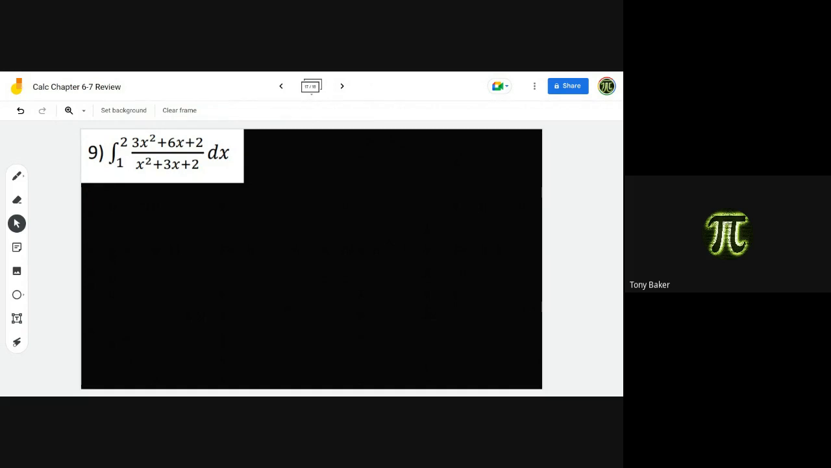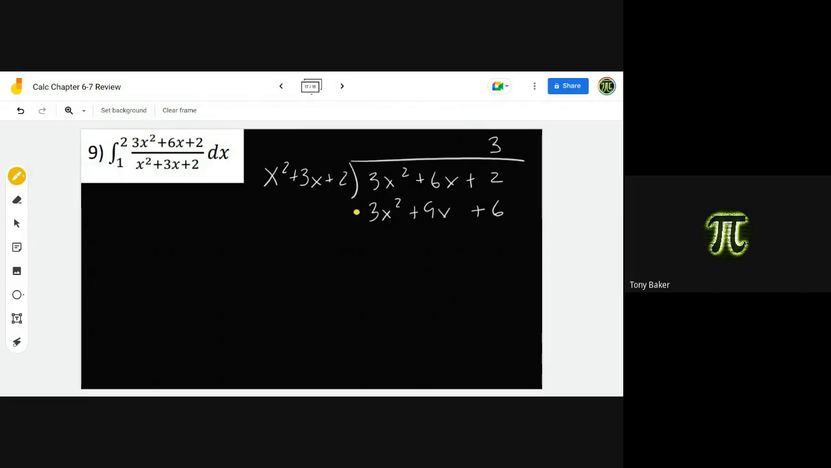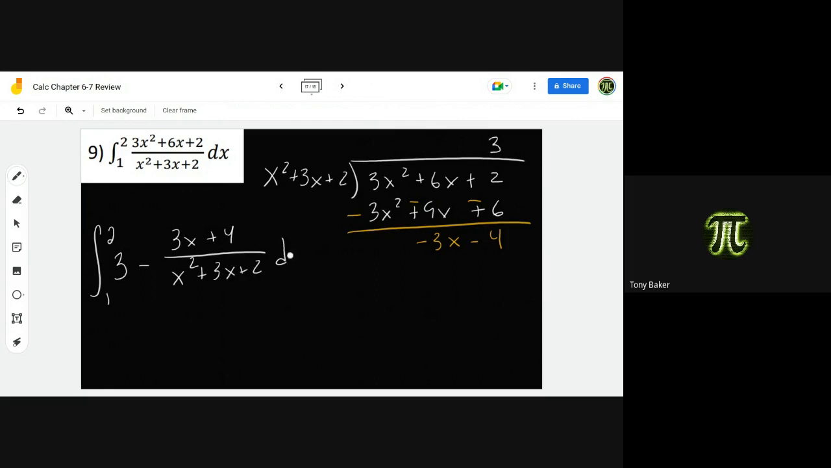All right. So the nice thing is this long division is not very long to do. So we've got x squared plus 3x plus 2 divided into 3x squared plus 6x plus 2. How many times can x squared go into 3x squared? 3 times. So I got 3x squared plus 9x plus 6. Subtract them all, and I'm left with negative 3x minus 4. So my integral is from 1 to 2 of 3 minus 3x plus 4 over x squared plus 3x plus 2 dx.